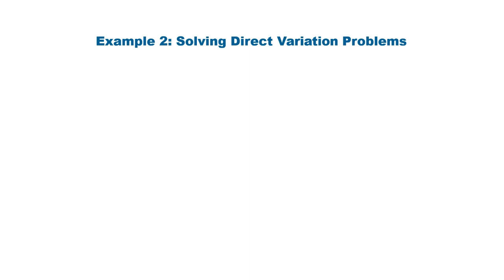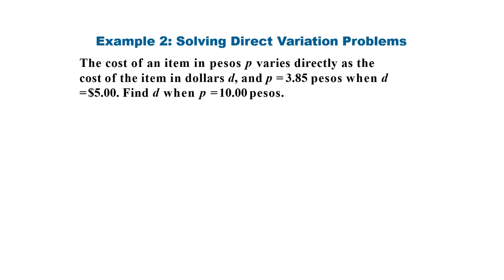So let us now solve direct variation problems. Problem number 1. The cost of an item in pesos, P, varies directly as the cost of the item in dollars, D, and P equals 3.85 pesos when D equals $5. Find D when P equals 10 pesos.